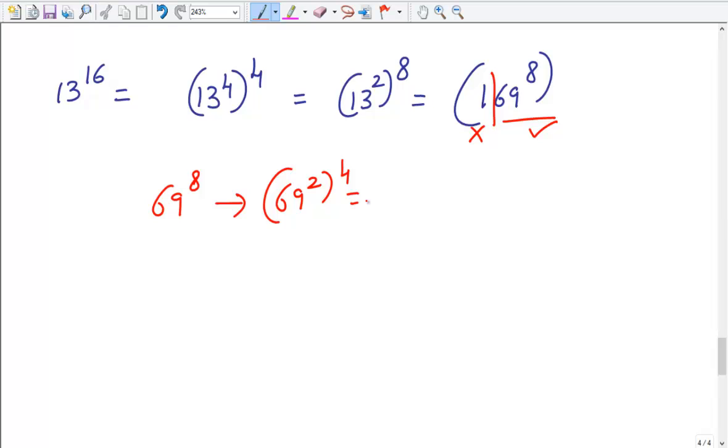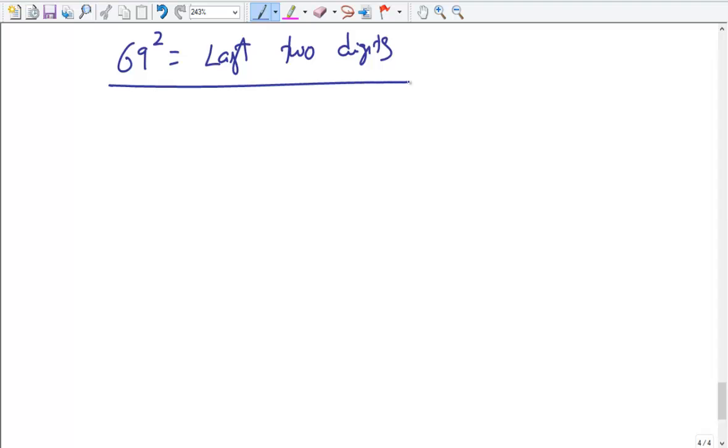finding the square is very easy actually. Why should we really try to find 69 square? We need only the last two digits of 69 square. Let's see how to find 69 square. I'll take the same number. Now we need to find the last two digits of 69 square. First let me explain how to approach this one.